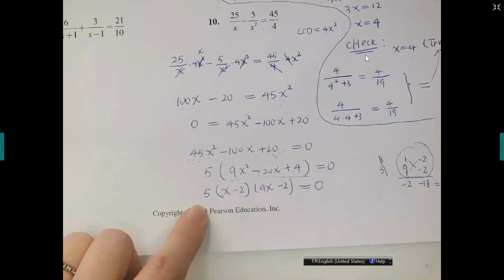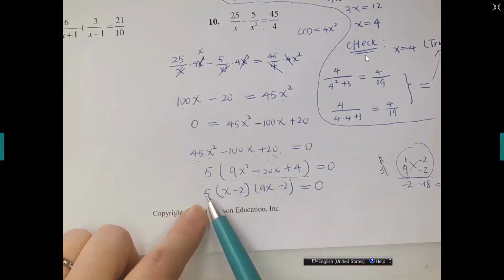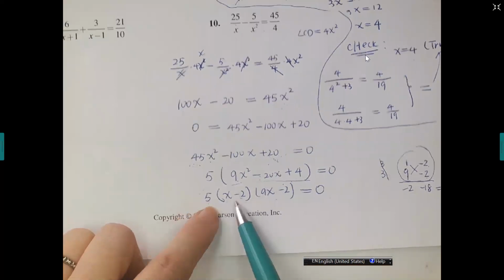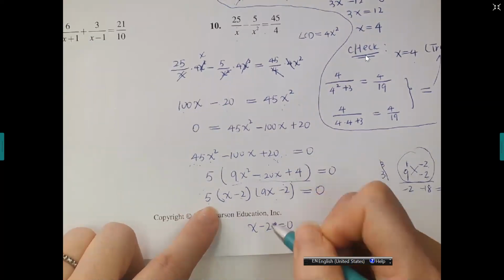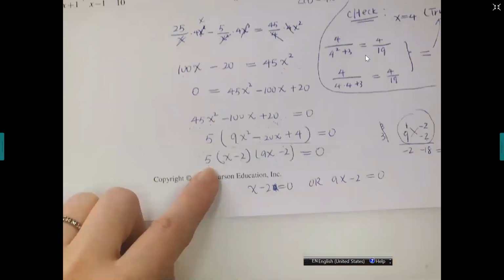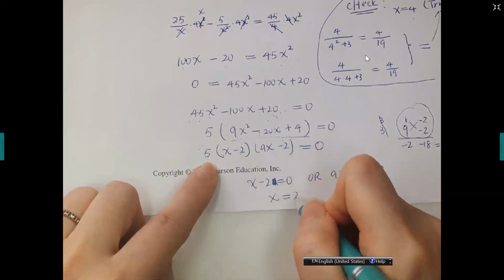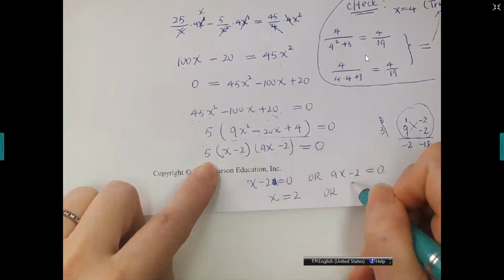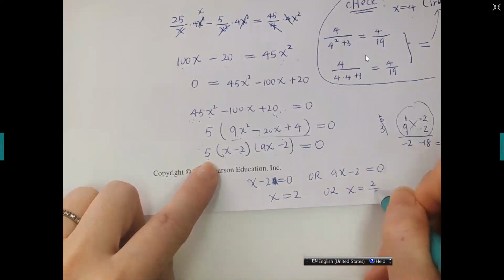Beautiful. Now we have one equation. The left side is a product, so we will make each factor be 0. Can 5 be 0? Of course not. What can be 0? Only x minus 2 equals 0, or 9x minus 2 equals 0. Plus 2 on both sides, x equals 2. Or 9x equals 2, x equals 2 over 9.